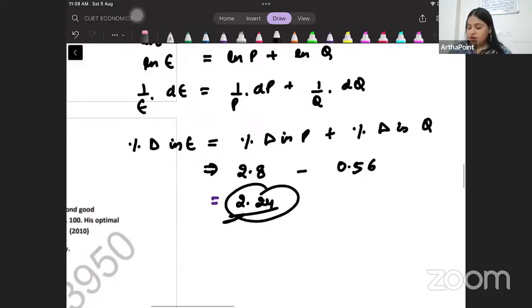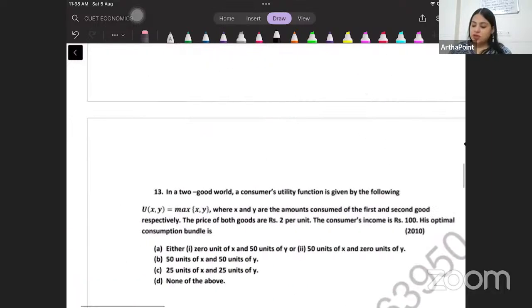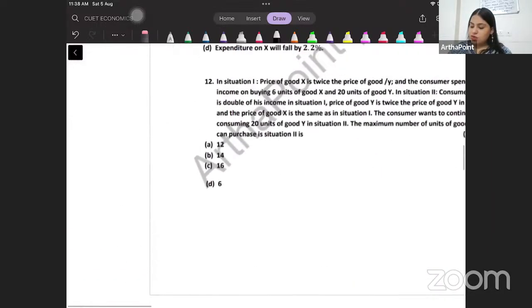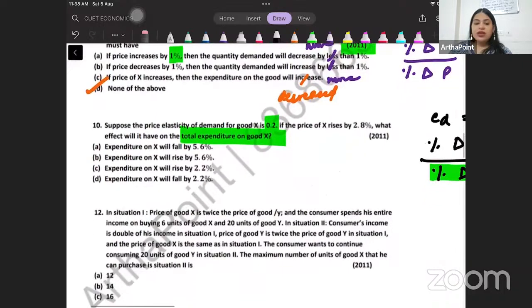And this is positive now. So expenditure should rise by 2.2%. So the answer to this question will be expenditure will rise by 2.2%.